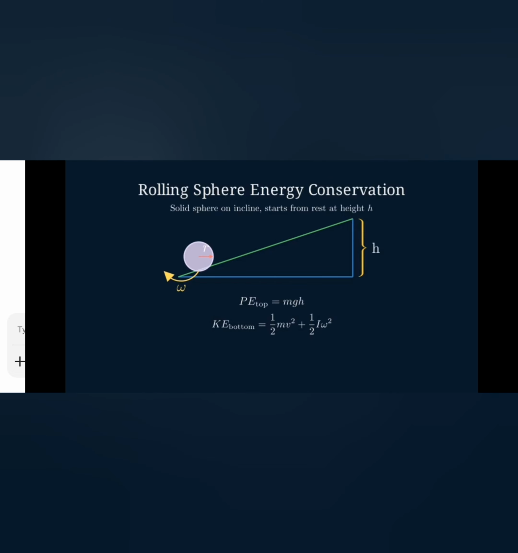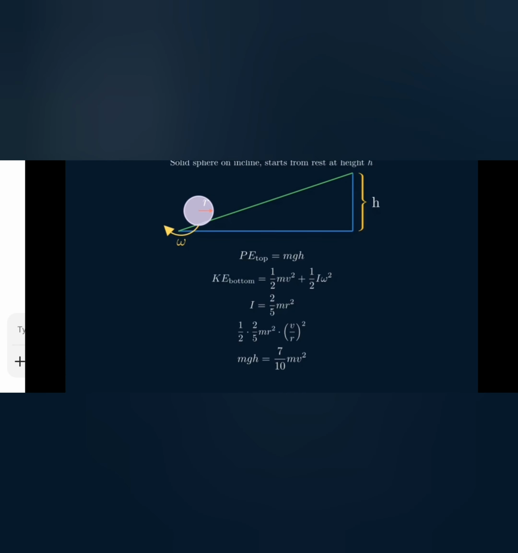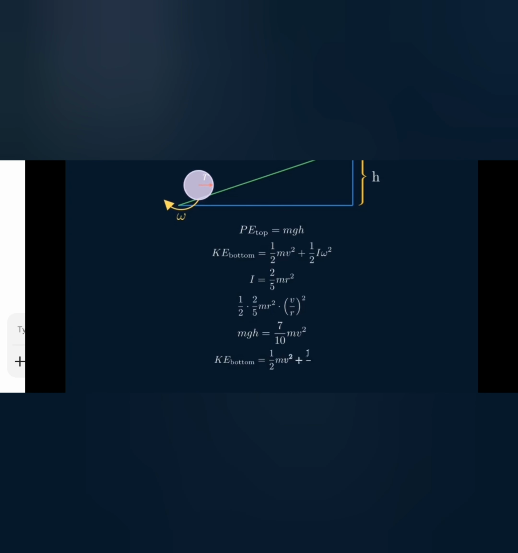Rolling motion has both linear kinetic energy 1/2 mv squared and rotational kinetic energy 1/2 I omega squared. Finally, combining terms, the rolling kinetic energy becomes 7/10 mv squared, which we equate to the initial potential energy to find the final velocity. When we cancel r squared, the rotational term becomes 1/5 mv squared. Adding that to the linear part gives 7/10 mv squared for the total kinetic energy at the bottom.